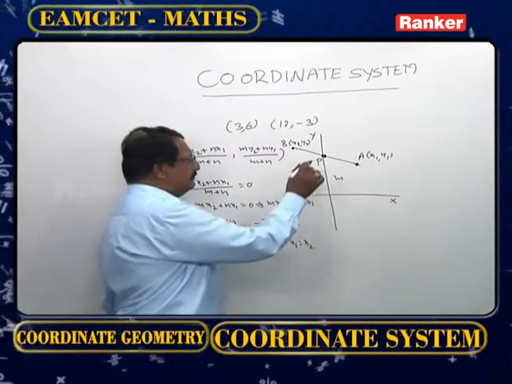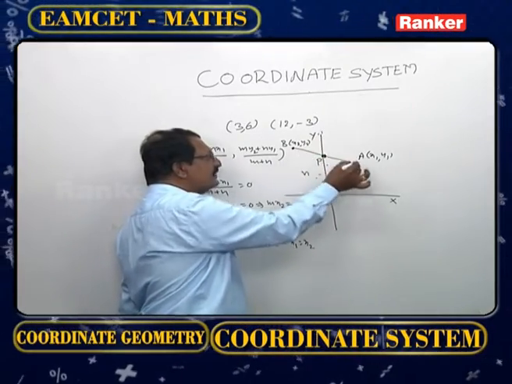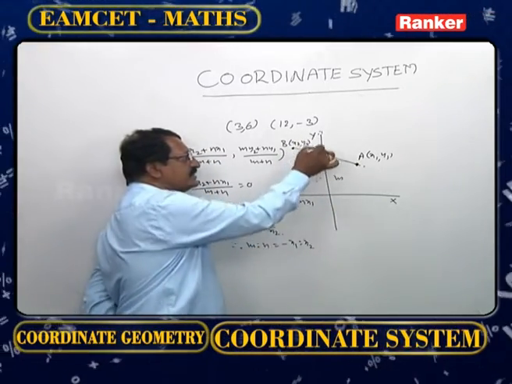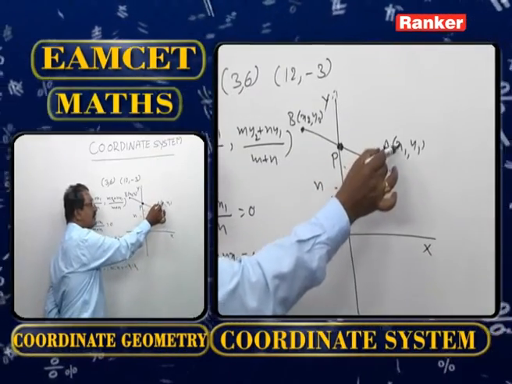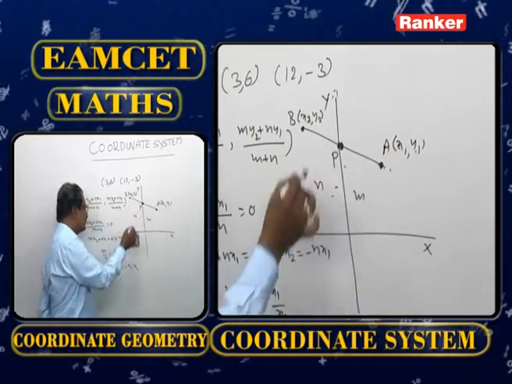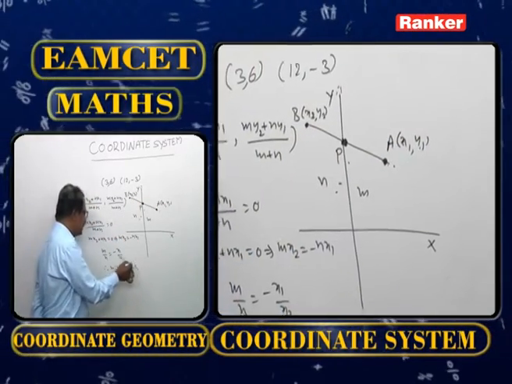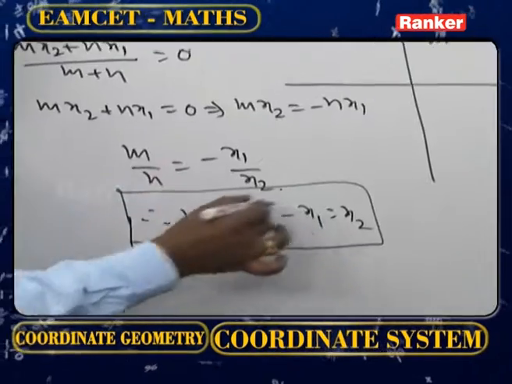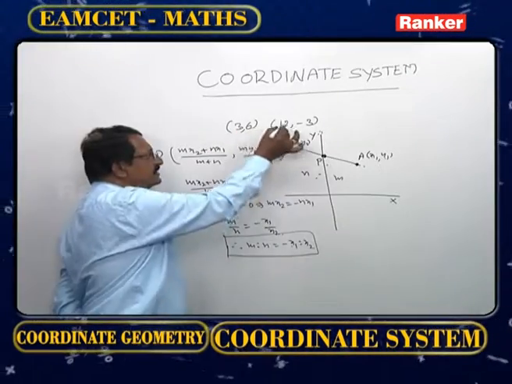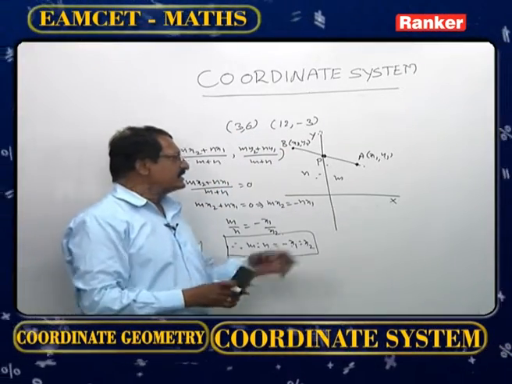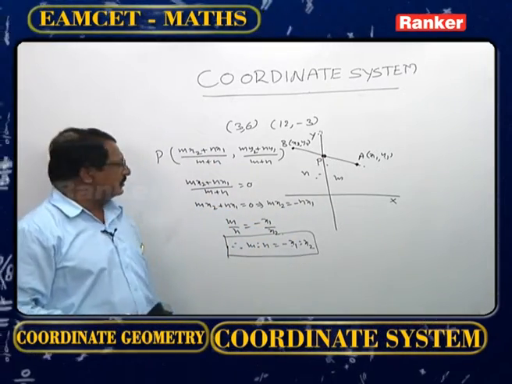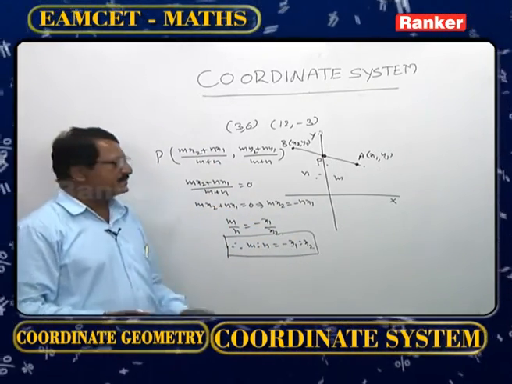Means the y-axis divides the line segment joining the points (x1, y1) and (x2, y2) in the ratio minus x1 is to x2. Similarly, the x-axis divides the line segment joining the points (x1, y1) and (x2, y2) in the ratio minus y1 is to y2.